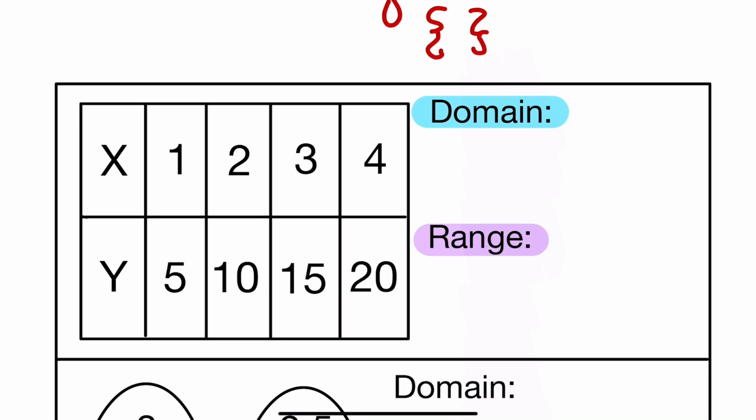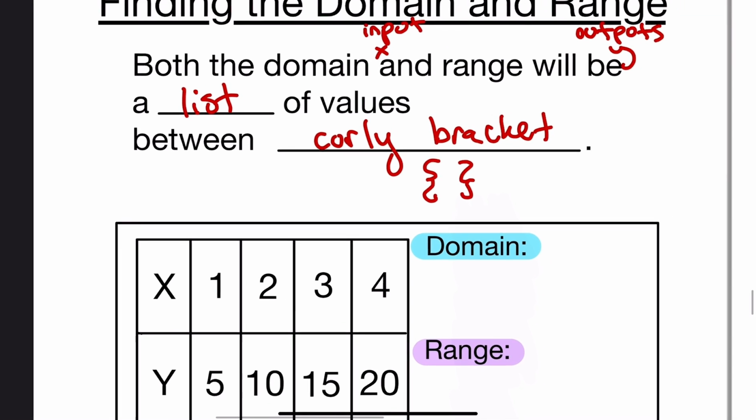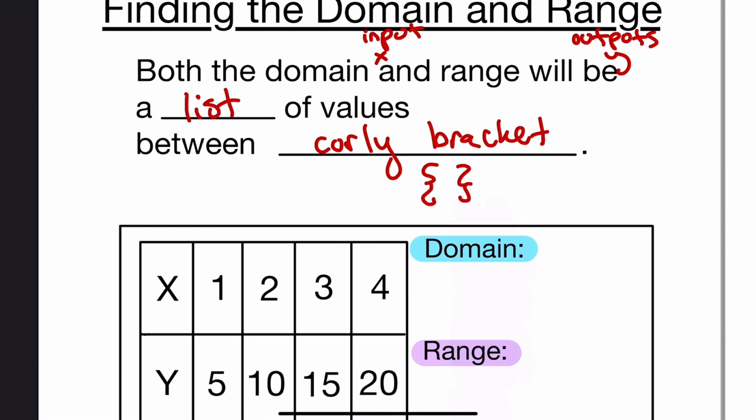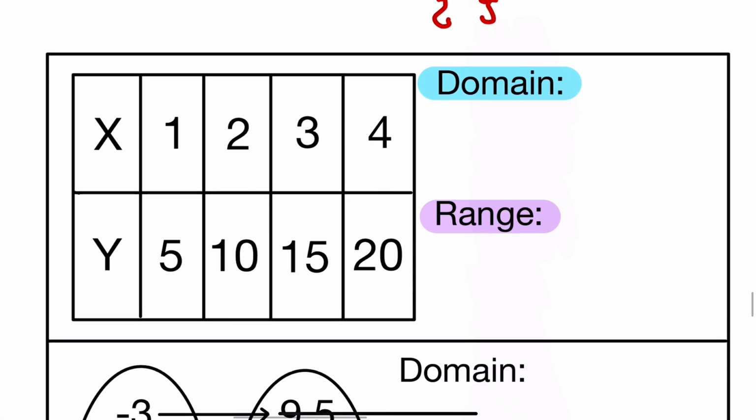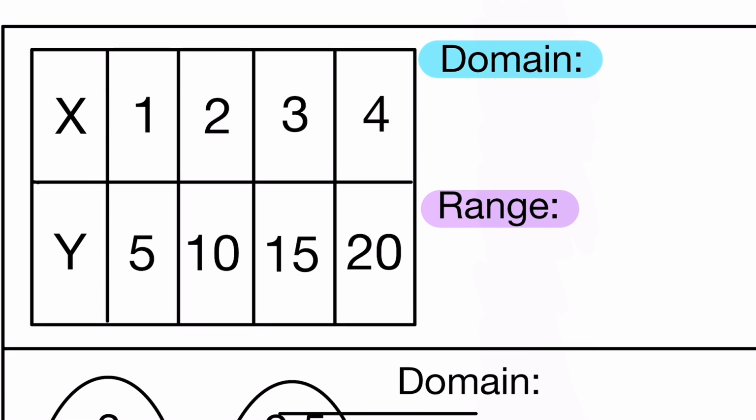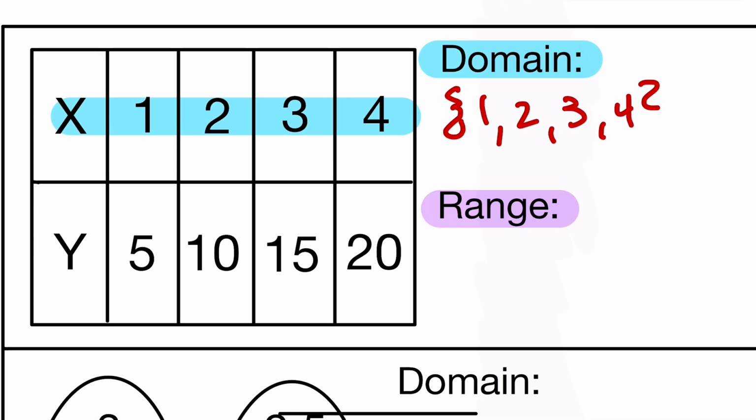So our domain, like we said before, the domain is going to be all of our inputs or our X values. So inputs on our table here are going to be all of these guys. Just like it said above, it's going to be a list between curly brackets. So that's my first curly. And then we got 1, 2, 3, and 4. And that's my domain. It's just a list of all of the possible values that our domain can have.